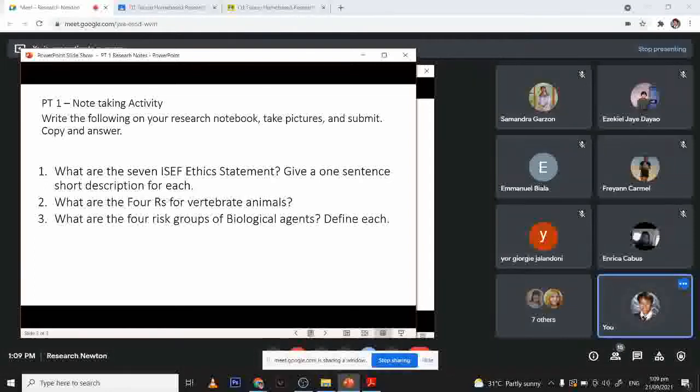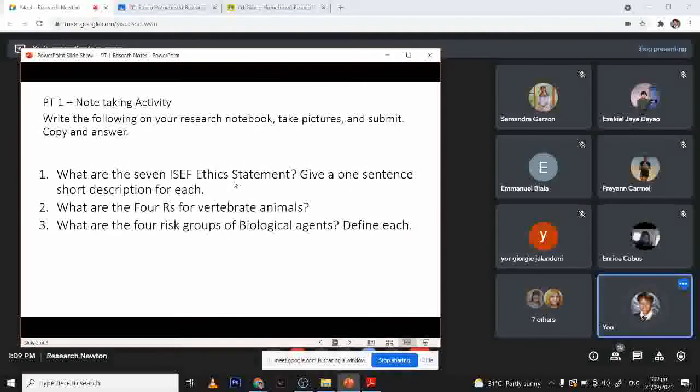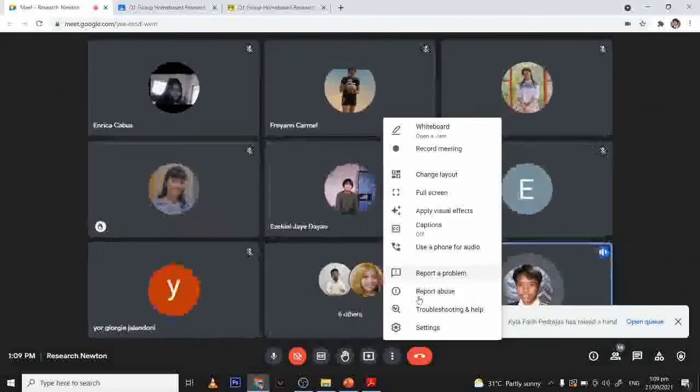None, sir. Okay, let's proceed to the lesson. Any questions? Yes, Kayla? Sir, can the notebook be part of the binder? Oh, that's fine, as long as you make sure you have enough for research, especially since it's the fourth quarter.